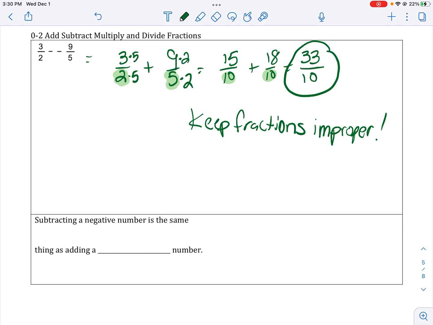So down here, subtracting a negative, which is what we did right here, means the same thing as, notice we changed, subtracting a negative is the same thing as adding a positive number. Minus a negative means plus a positive.